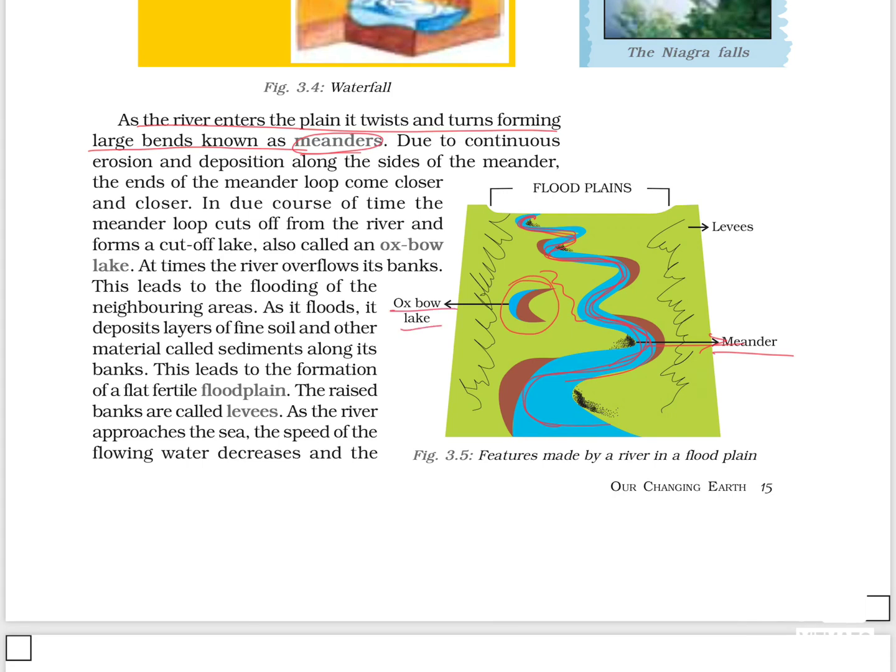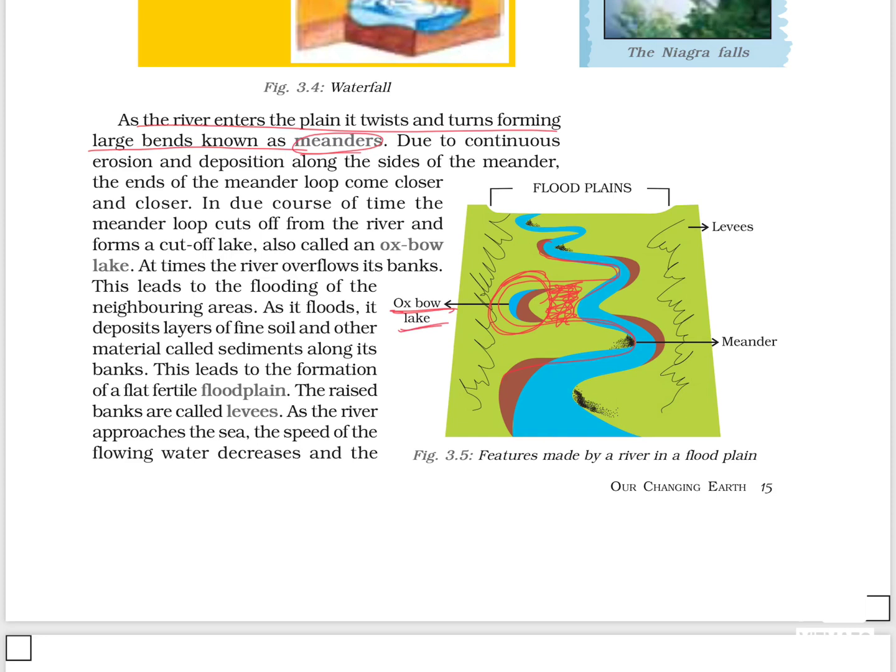Why did this happen? Because initially the river will be like this. Initially the river flows like this, but due to the depositions here, all the sediments are formed here and the river started flowing like this. Hence here formed a lake. So these types of lakes are called Oxbow lakes.